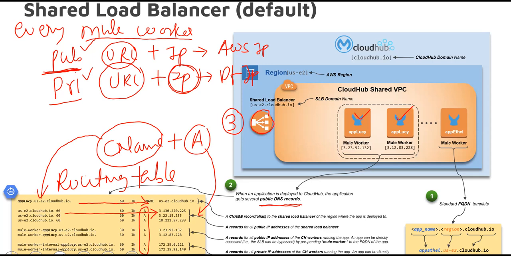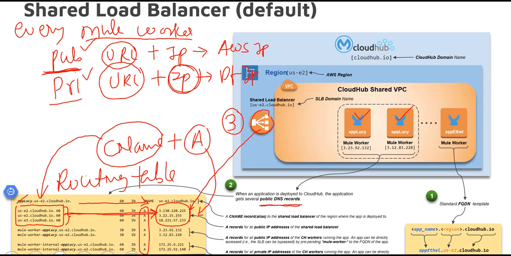So if I take this first record, these three records belong to the shared load balancer. Since this is deployed on three workers, you can see three IP addresses, but you'll get only one URL. This URL will get resolved into three IP addresses, and one of the IP addresses will be picked for our request.